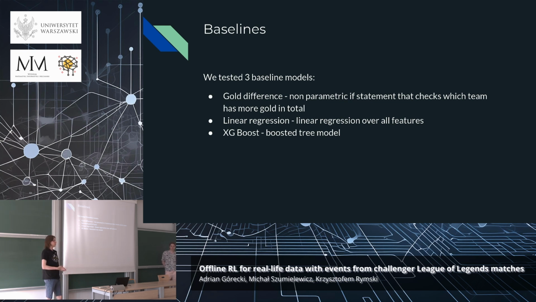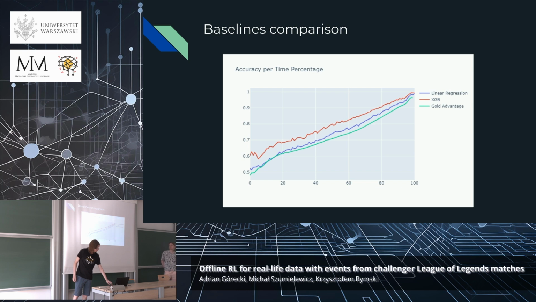The second baseline model we tested was linear regression. It was just a simple linear regression trained on our data. And we also had XGBoost, which is a boosted tree model, which in general is quite good at this type of task, like categorical tasks. So that's what we included. And those were its performances.